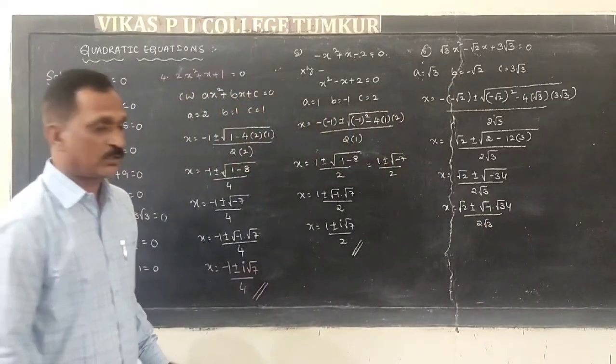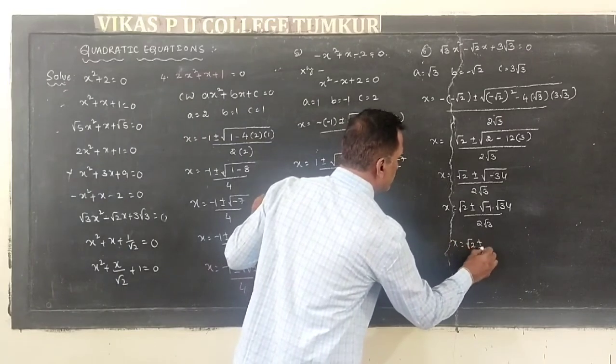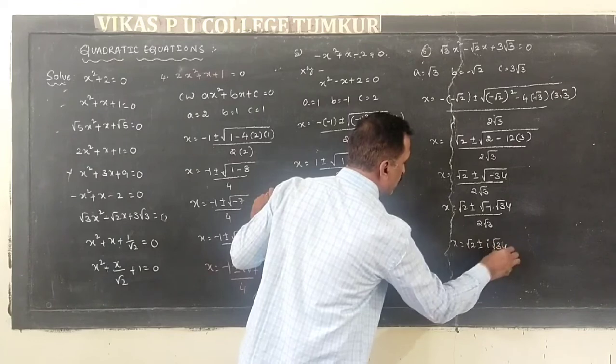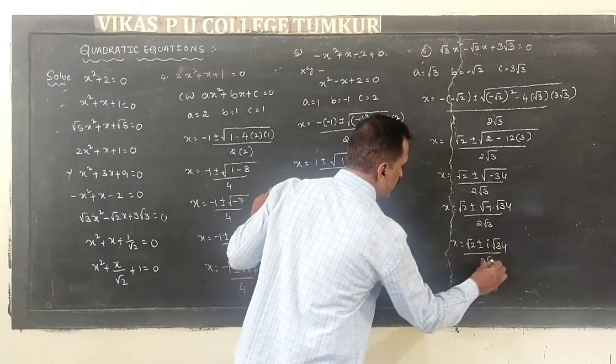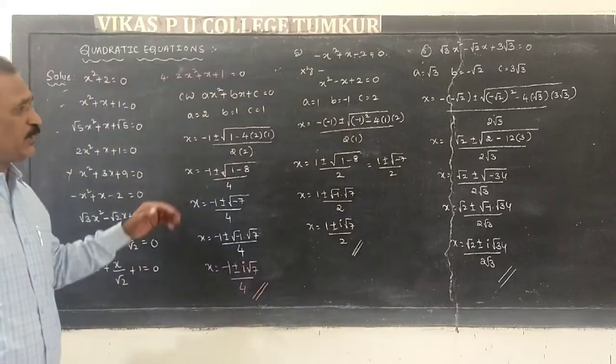Find the final answer. x is equal to root 2 plus or minus root of minus 1, that is i, root 34 divided by 2 root 3. This is the final answer. Right? Got it? I do these things now.